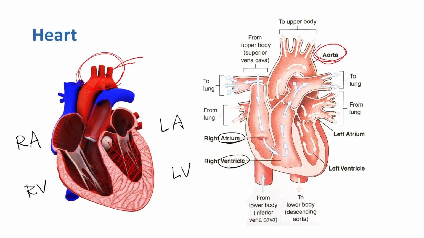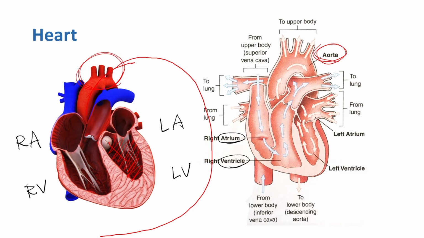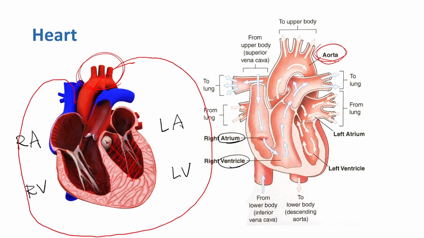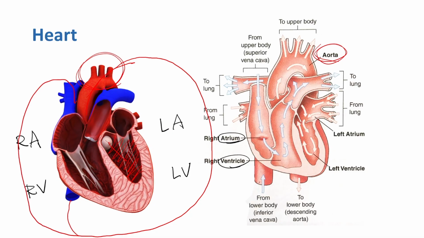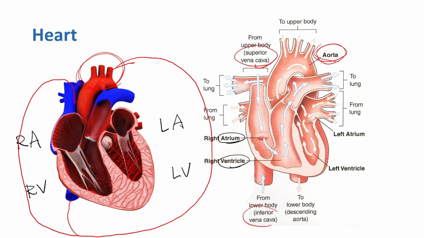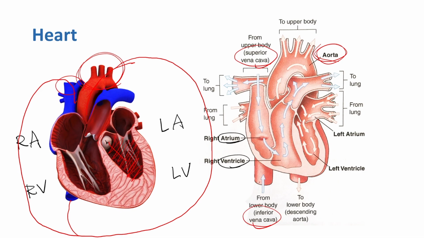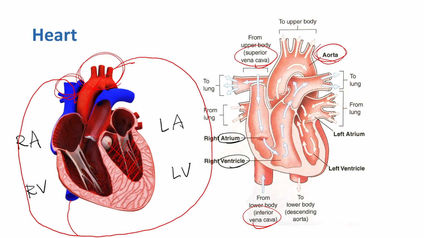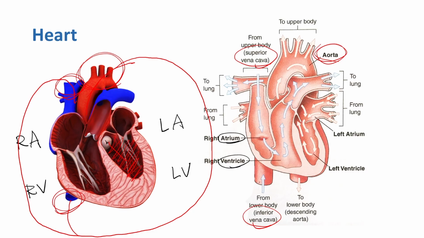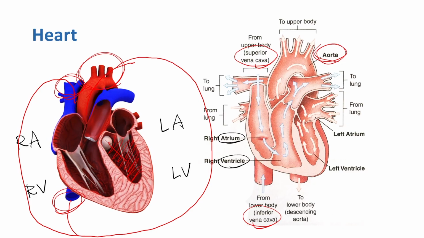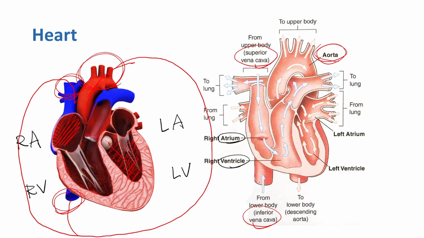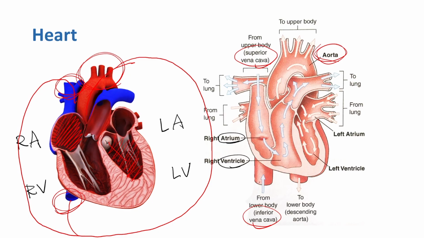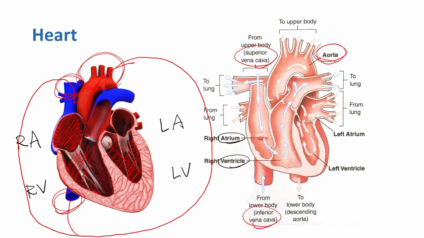The blood circulates your body and then eventually goes back to your heart through superior vena cava and inferior vena cava. The superior vena cava is where the blood from the upper body goes into your heart, and the inferior vena cava is where the blood from your lower body goes into your heart, and they both go into your right atrium. From the right atrium, the blood is pumped into your right ventricle.